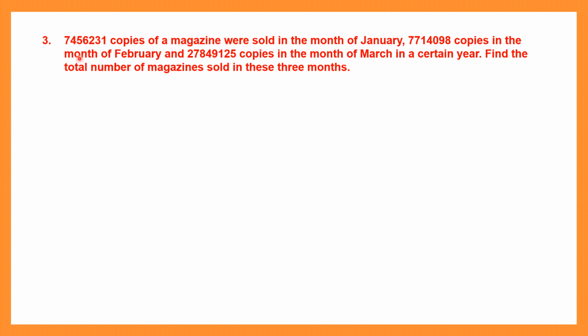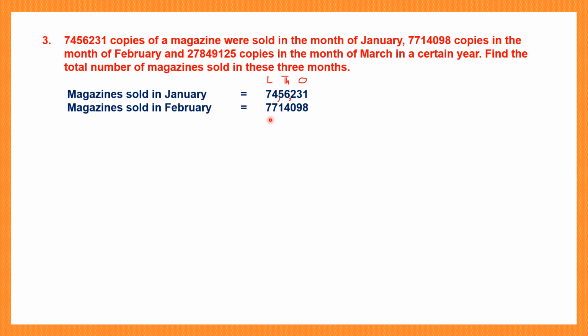So let our first statement be magazines sold in January. Now let's try and read this number. Let's place our comma. So we have a comma here and a comma here. That means this is the lakhs period, this is the thousands period, and this is the ones period. So now let's read our number. 74 lakh 56,231. This many copies in January.